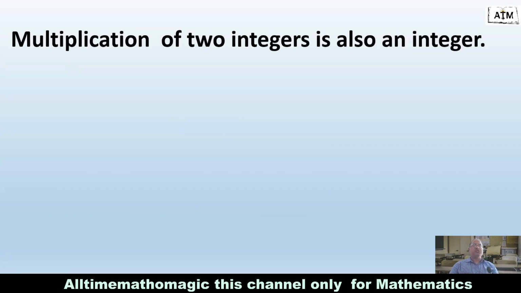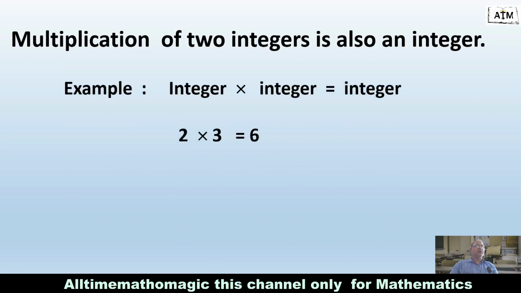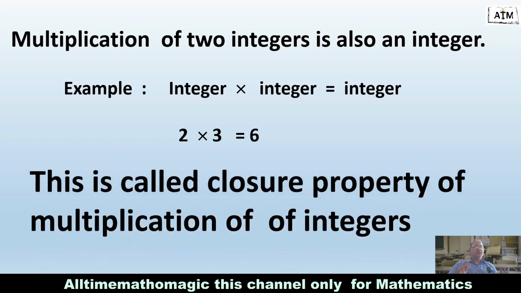Similarly, multiplication of two integers is also an integer. Example, 2 is an integer, 3 is an integer. When you multiply 2 and 3, you get 6. So 6 is also an integer. If you multiply two integers, their product is also an integer. This is called closure property of multiplication of integers. Thus, the addition and multiplication of two integers follow closure property.